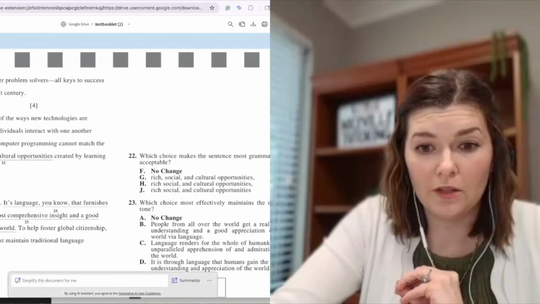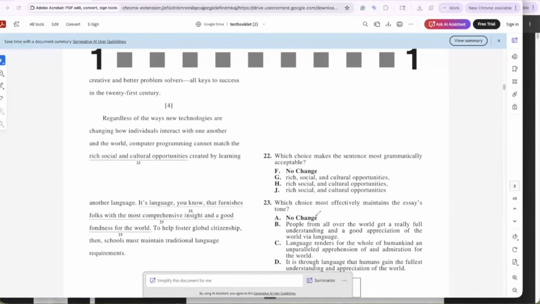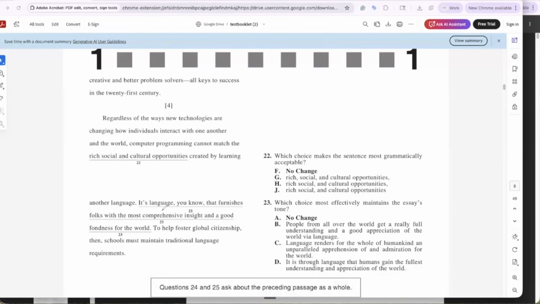So on number 23, I'm going to read these options out loud. Even if you've never done this essay, you don't need to. Let's see if these sound ridiculous. On 23, A: it's language, you know, that furnishes folks with the most comprehensive insight and good fondness for the world. If that sounds crazy and jumbled like that, if you're not going to write like that in an essay, you eliminate the option. Then B: people from all over the world get really full understanding and a good appreciation of the world via language. That was not bad. We're going to go back to that one.